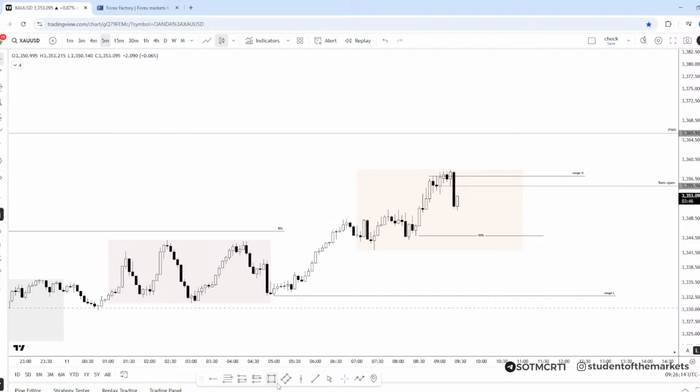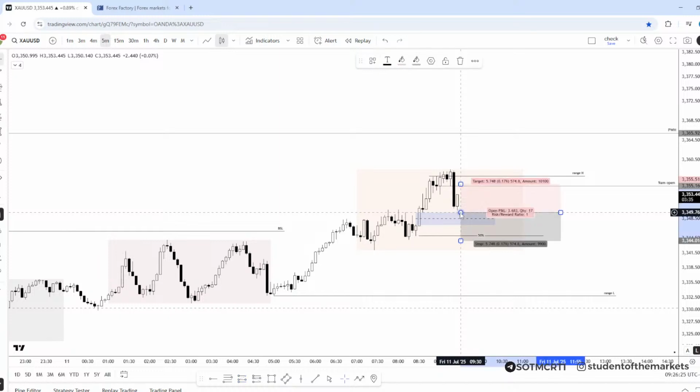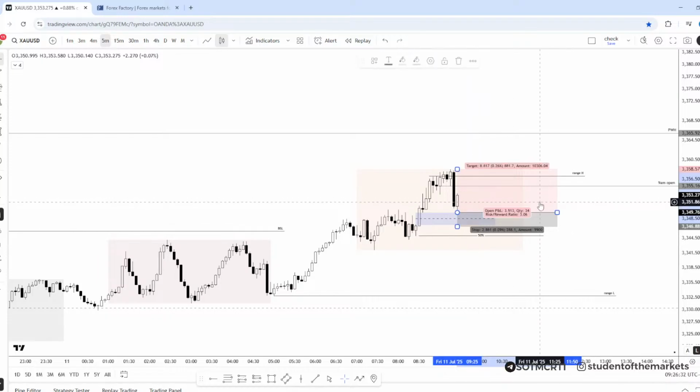All right, so price did not come to the fair value gap. What I was looking for is a long from here, but price did not touch it.